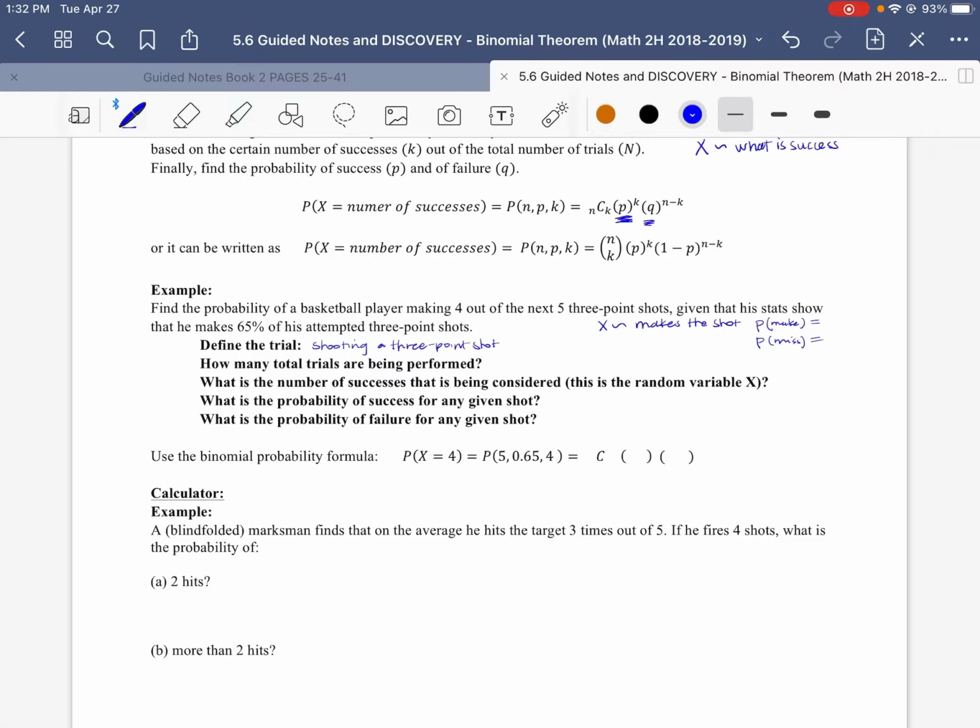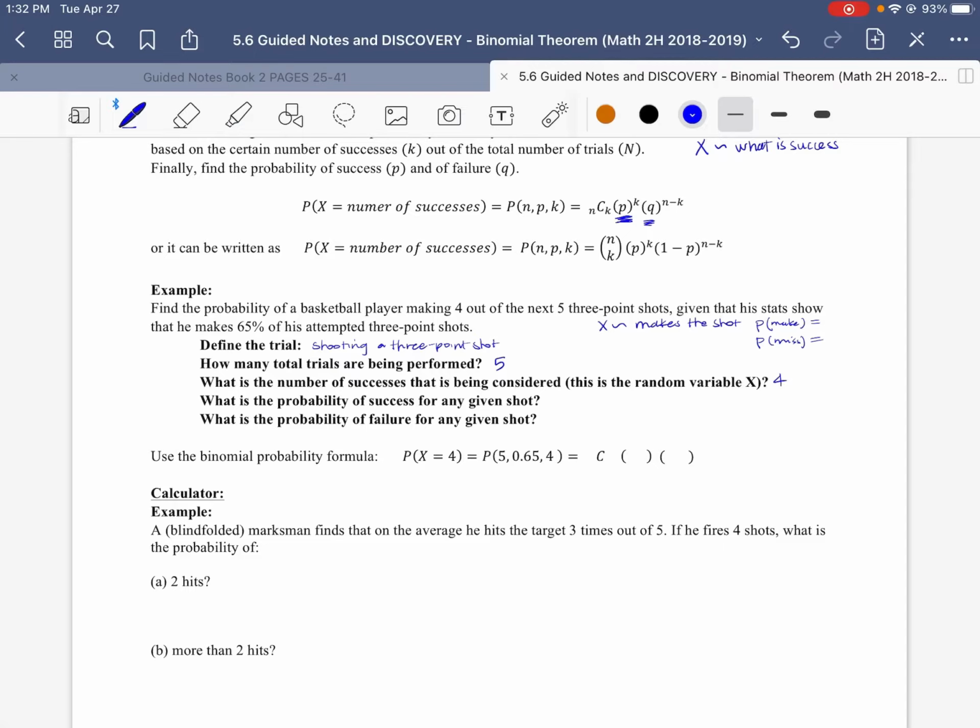Sometimes I get ahead of myself, especially after I teach this all day. How many total trials are being performed? Well, he's going to shoot 5 times. What is the number of successes that's being considered? We want to see 4 makes, because we defined success as making the shot.